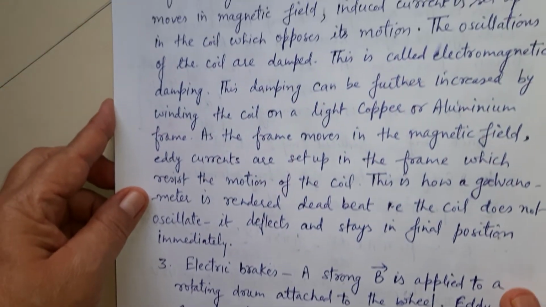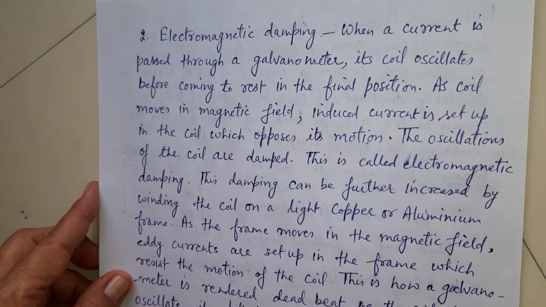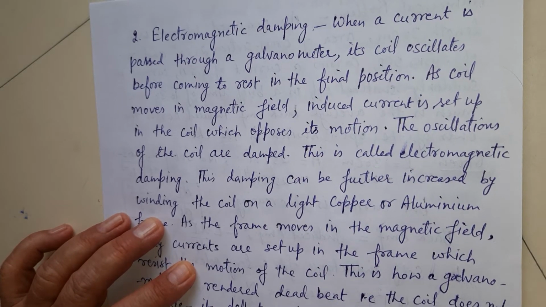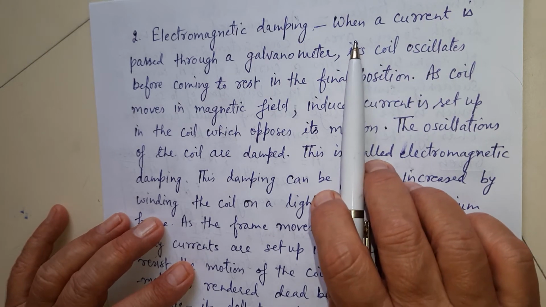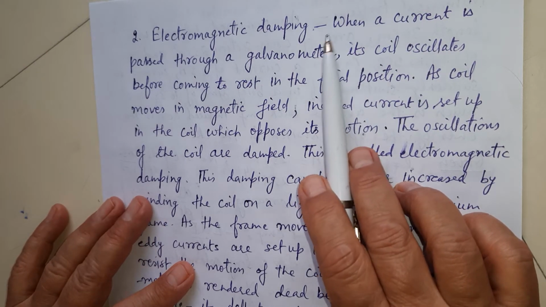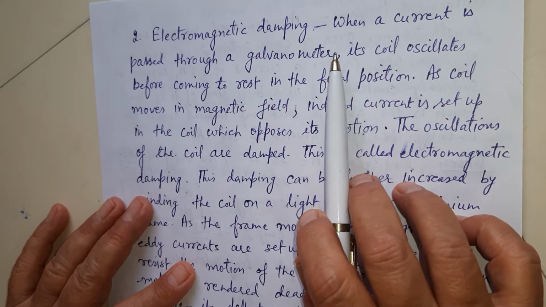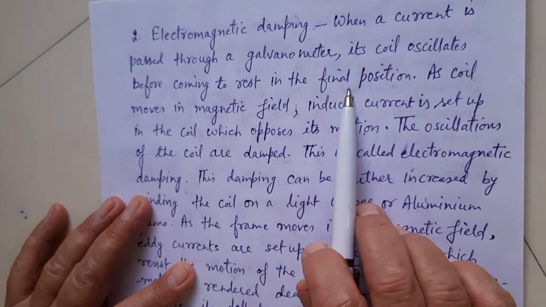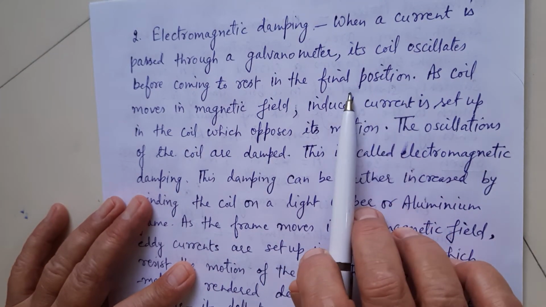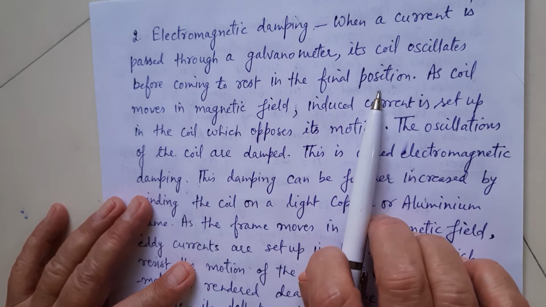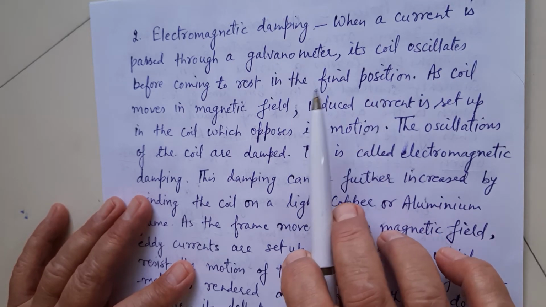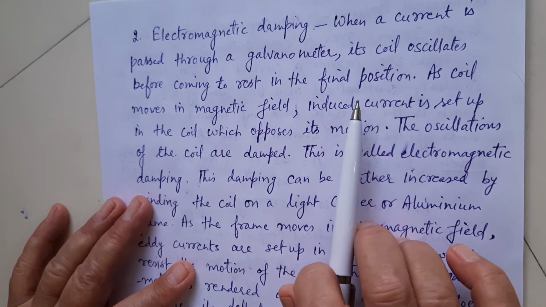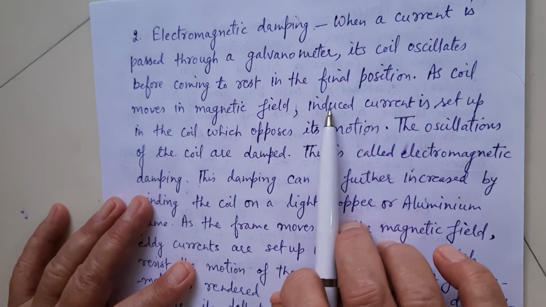Number 2, electromagnetic damping. When a current is passed through a galvanometer, its coil oscillates before coming to rest in the final position. You all have seen that when we use a galvanometer in the laboratory, its needle deflects very fast, and then it should come to rest when there is no current.